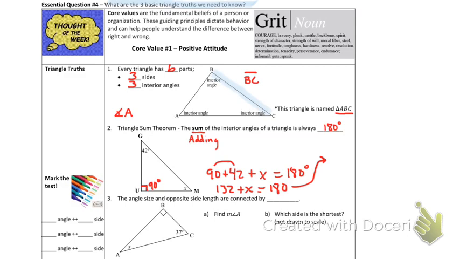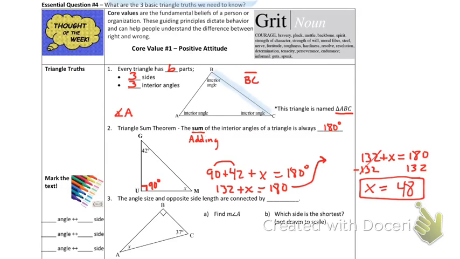So let's do the math here. 132 plus x equals 180. Then we solve for x by subtracting 132, and x is going to equal 48. So now we have solved for angle x. And that's how you use the triangle sum theorem. All right, so that is our second triangle truth. And now we're going to move on to our third triangle truth.